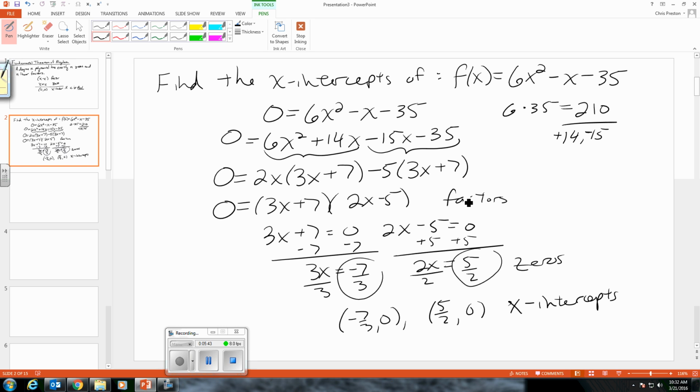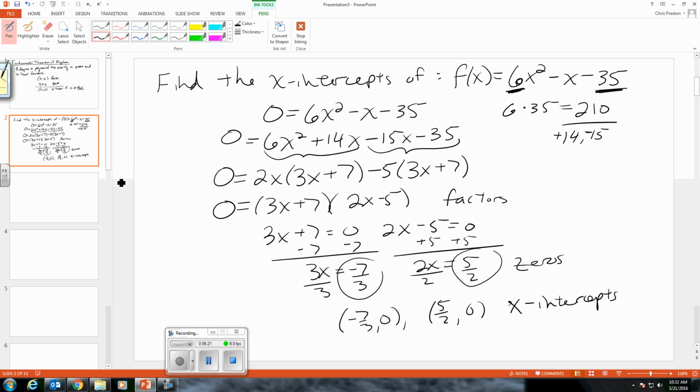What I want to point out with this example, besides reminding us of that connection, is that if I look at these zeros and their denominators, 3 and 2, and look back at the original problem, 3 and 2 are factors of the leading coefficient, 6. So the denominators of the zeros come from the factors of the leading coefficient. And then look at the top, negative 7 and 5: those are factors of the constant.